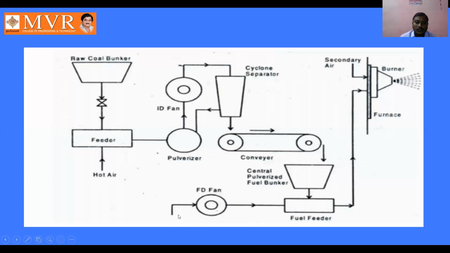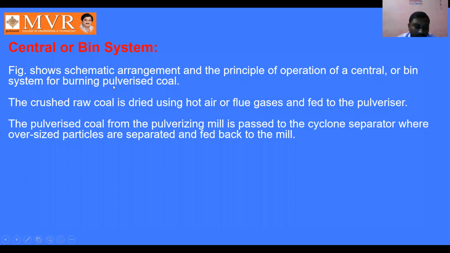And through this fan we are going to get some air from the outside atmosphere, and here we are using the fuel feeder also, and this fuel is going to burn in the furnace very highly and give high flames. And here we are using the secondary air also for the furnace for getting the hot flames. See, we can study the central or bin system carefully point-wise, so now we can understand the points which I have written here.